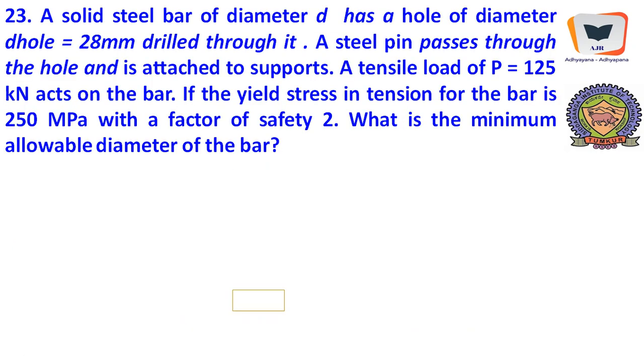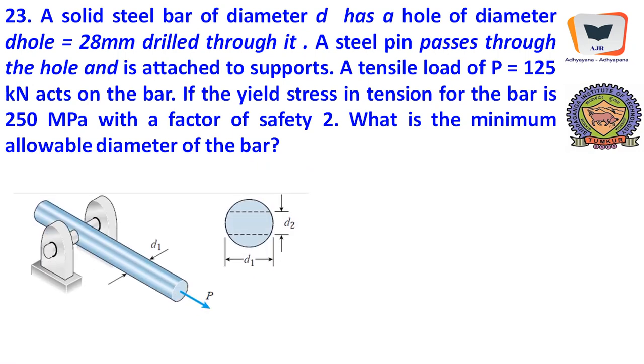A solid steel bar of diameter D has a hole of diameter D hole, 28 millimeter, drilled through it. It is similar to the problem that we solved, but it comes with a little difference. Let us see. A steel pin passes through the hole. Here is the hole, and it passes through, and it serves as a support, and this particular rod is getting pulled with P, which is an axial tensile force, and this is the diameter of this particular bar.